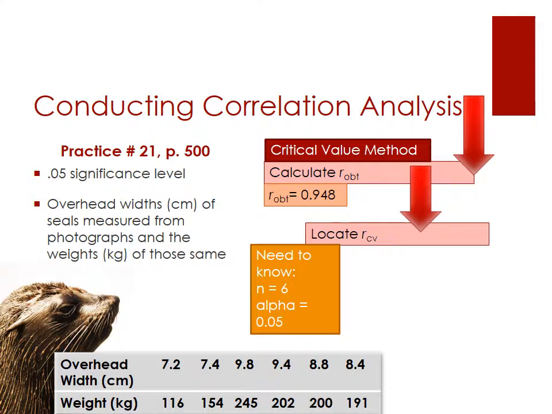So pause the video here and go look at your Pearson correlation table and locate your R critical value for this particular problem. So with an N of 6 and an alpha of 0.05, what would be the R critical value? Pause the video here and get that information yourself, and then when you come back, turn the video on and we'll proceed from there together.